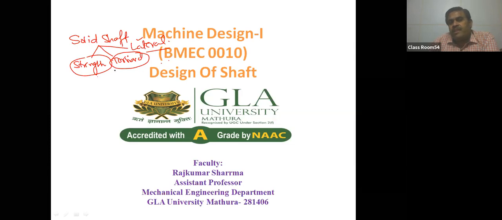We have also solved the example and understood the steps: how to calculate the permissible stress, then how to find the bending moment in the vertical plane and horizontal plane, how to combine them, and then finally applying the design equation to find the diameter of the shaft. We have also covered the ASME design for the solid shaft.